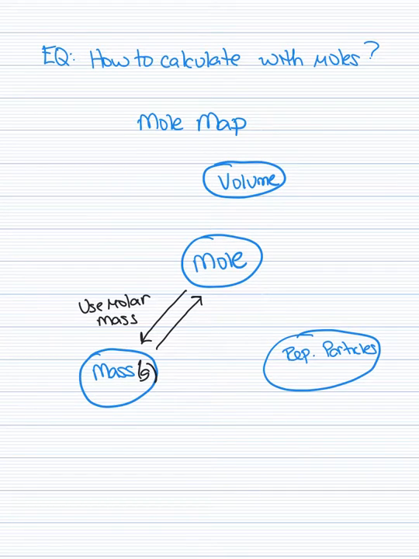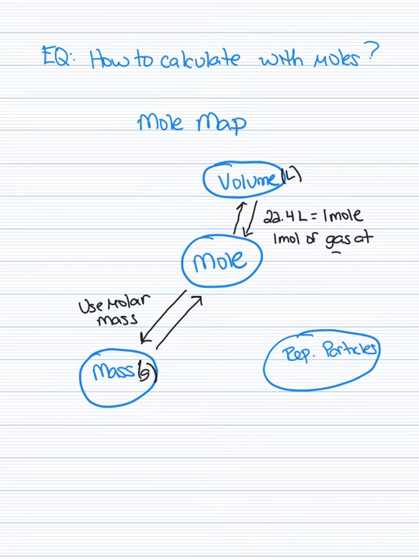If you are looking to go to volume, volume is measured in liters. And if you wanted to go from moles to volume, or from volume to moles, you are going to use the ratio that there are 22.4 liters in 1 mole. This is true for 1 mole of gas at STP, which is standard temperature and pressure.